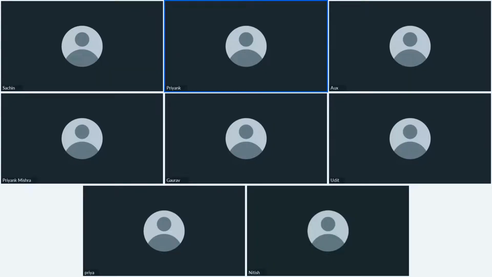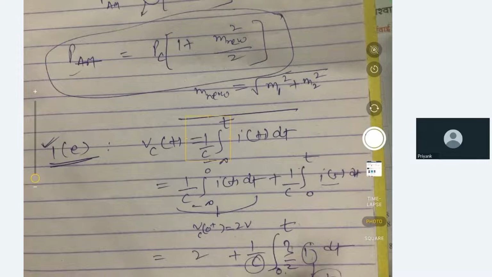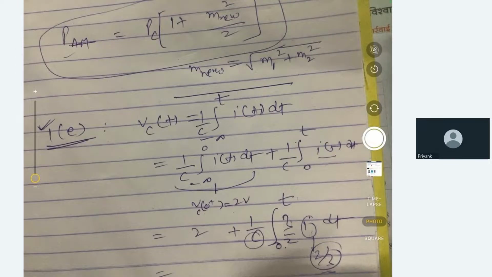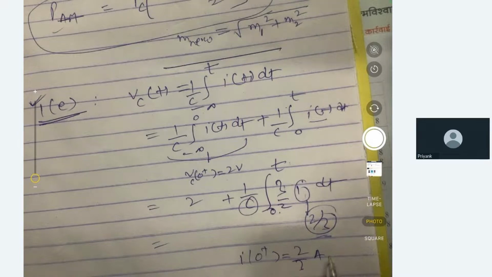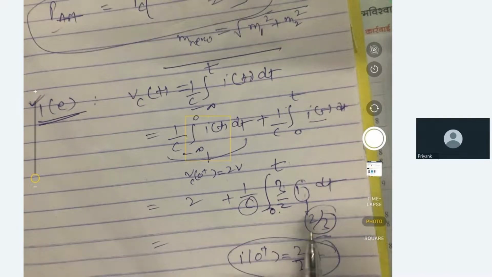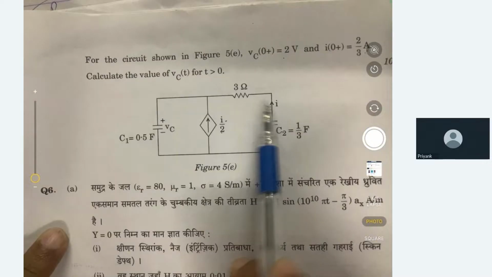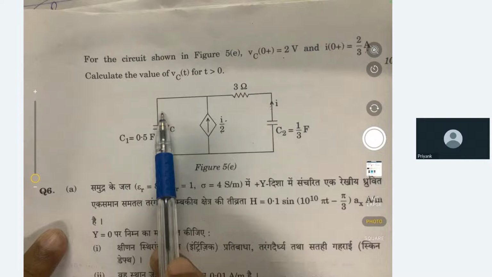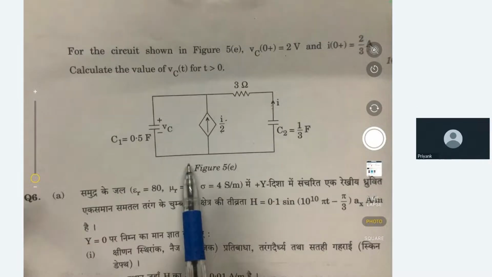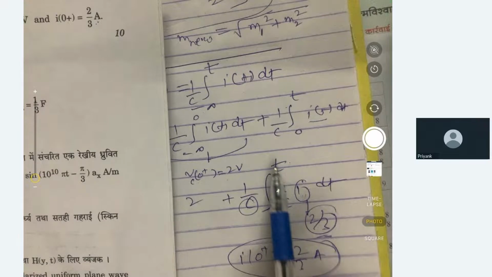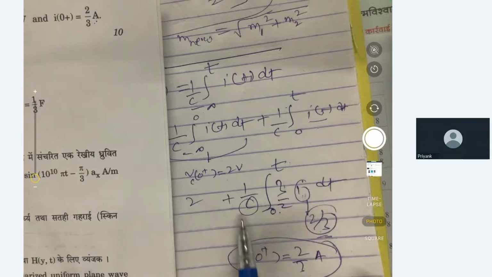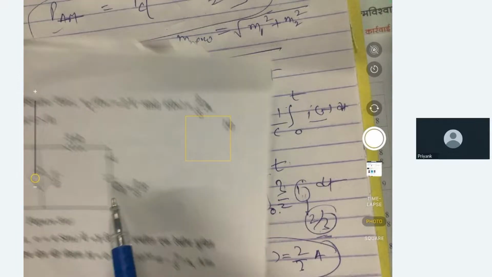Yeah. So in this question, I(0+) is already given. Okay, it is now coming. Yes, 2/3 ampere. And I simply found the integration of this current and this current. These both will add, so it will be 3/2 I across this capacitor. And I have integrated this 3/2 I, 1/C integral 0 to t dt. So I is 2/3 as given here, and I have calculated this integration and added the value of 2 to find the value of VC(t) at t greater than 0.